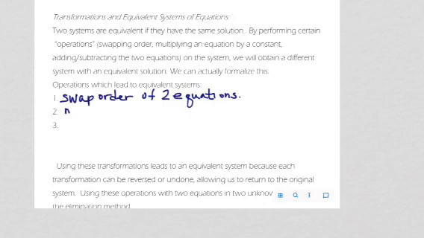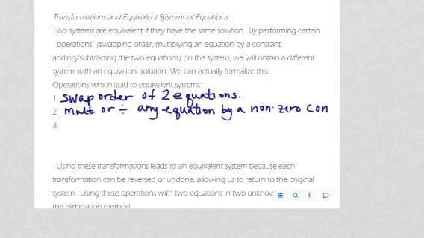The other thing you are allowed to do, because these are equations, you can multiply or divide any equation by a non-zero constant. And again, that I hope makes sense, because if 2x plus y equals 5, you are allowed to do whatever you like to an equation, as long as you do the same thing to the left side and to the right side.